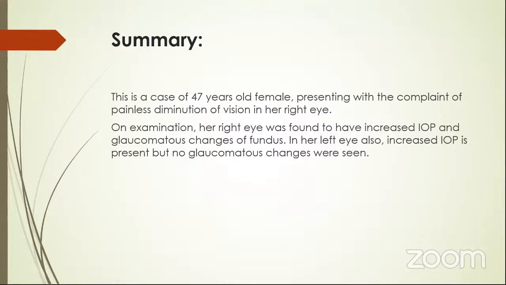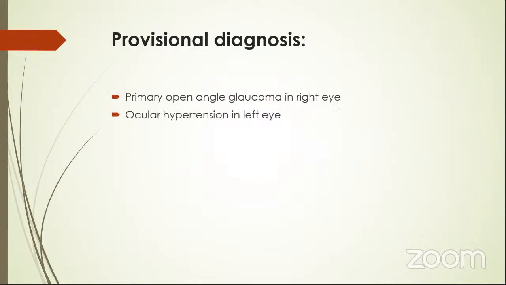Summary. This is a case of a 47-year-old female presenting with the complaint of painless diminution of vision in her right eye. On examination, her right eye was found to have increased IOP and glaucomatous changes of fundus. In her left eye also increased IOP is present, but no glaucomatous changes were seen. Provisional diagnosis: primary open angle glaucoma in right eye and ocular hypertension in left eye.